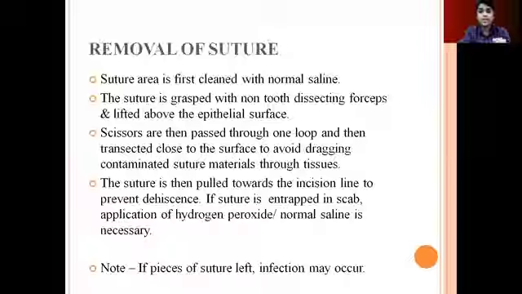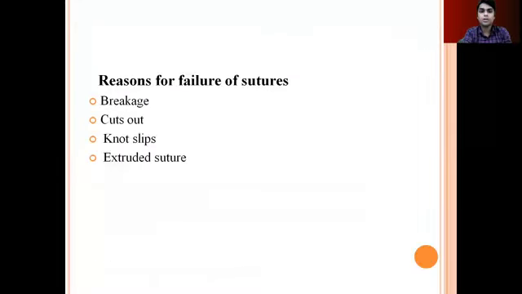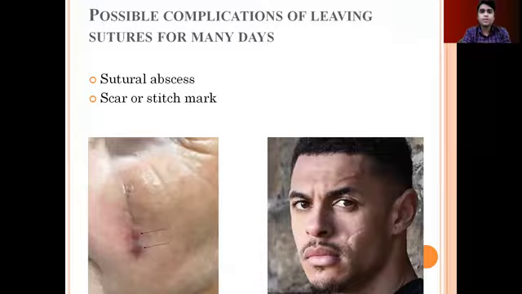If suture is entrapped in scab, the application of peroxide is important to dissolve this part. Now, something important to note here is that if pieces of suture are left, infection may occur. What are the reasons for the failure of sutures? It includes breakage, cutouts, knot slips, and extruded suture. Some possible complications of leaving the sutures for many days include sutural abscess or scar or stitch mark.